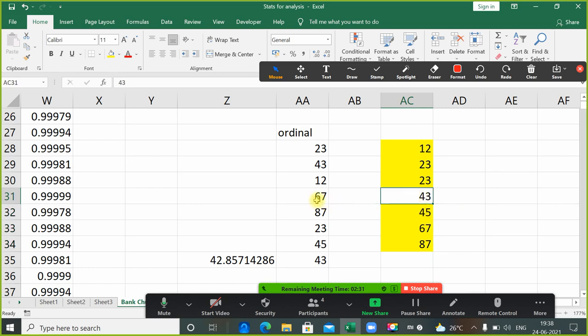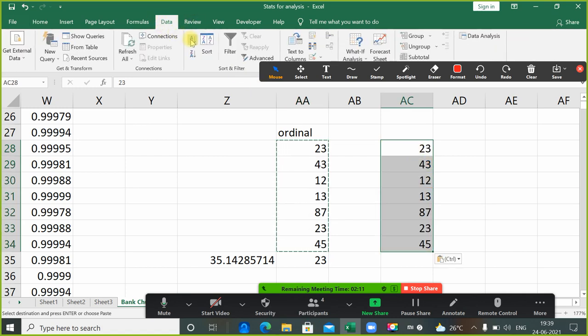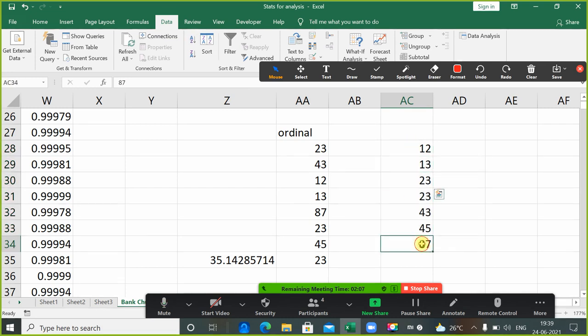Center is 43. For example, if I change the data, instead of 67, I make it 13, your median automatically changes. Why does it change? If I arrange this data in order, you can see this is the first 3 data, this is the last 3 data, and the center one is 23. When the order is important in any column, order is important.